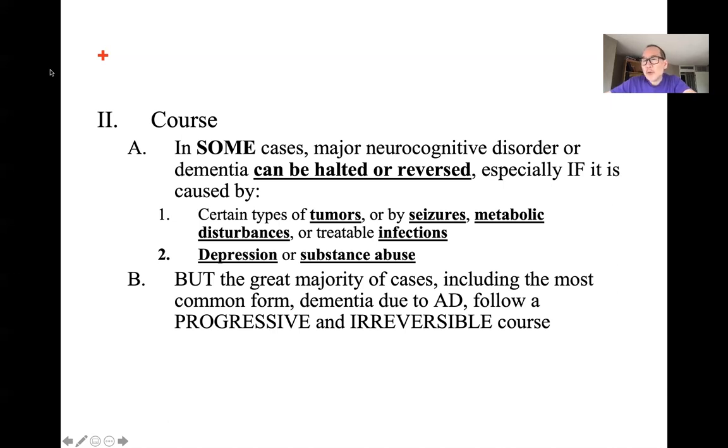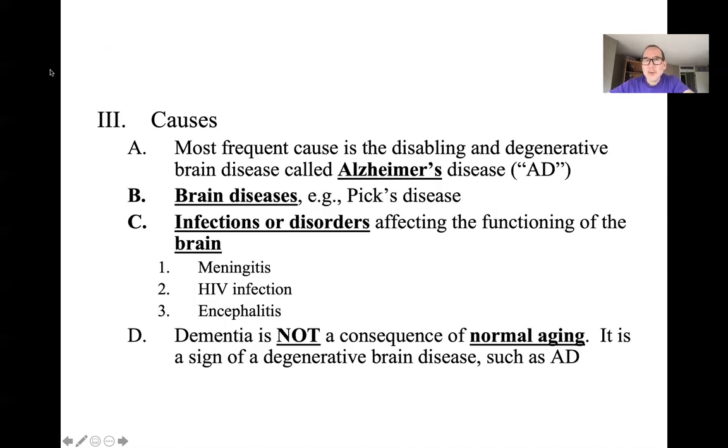But the great majority of cases of dementia tend to be due to Alzheimer's disease, which we'll see in a moment, and which at least at present can't be halted or reversed. In some instances, there are medications that seem to slow down the progression somewhat, and for some it can be slowed down to a 10 to 15 year time period.